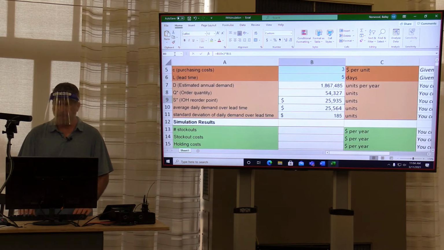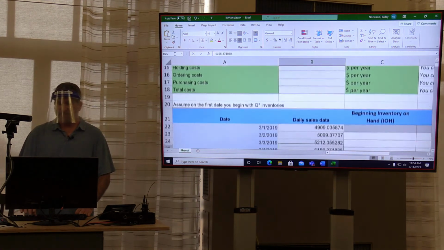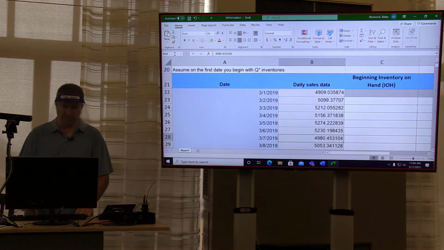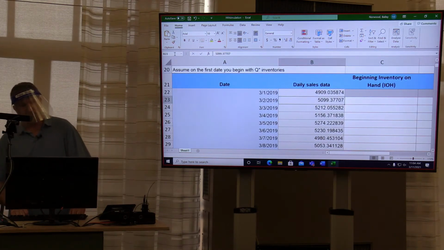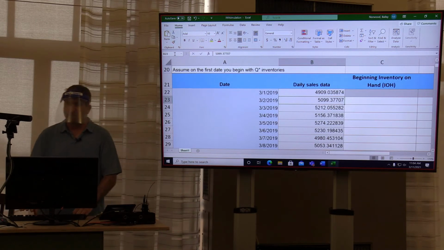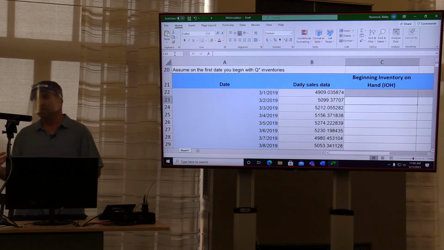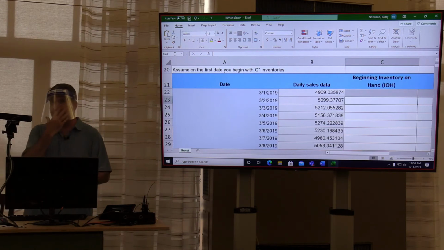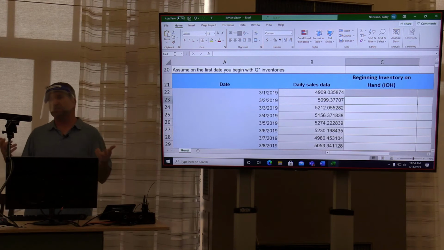Okay. That's stuff we've done before. That's our starting point. Okay, so this is a way we're going to think about it. What we want to do is make a spreadsheet that says on any given day how much we actually have on hand, and the spreadsheet to tell us when we think we'll reorder. So we are doing a simulation here.